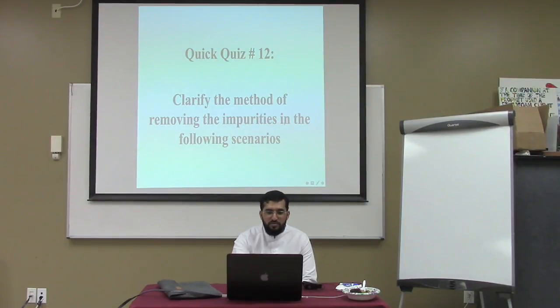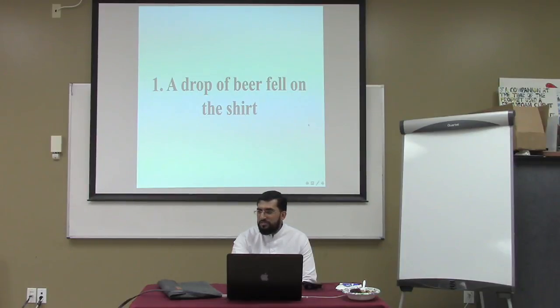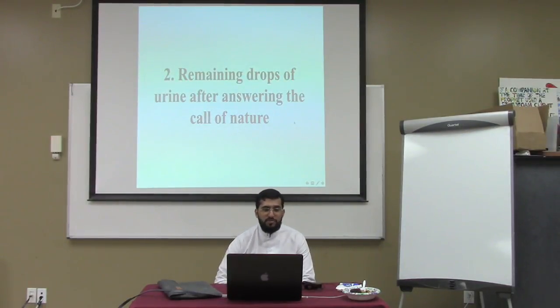Clarify the method of removing impurities in the following scenarios. A drop of beer fell on the shirt. Scrub 7 times, very good, with dirt. Remaining drops of urine after relieving oneself: wash them down. Yes, 7 times with water, or 3 wipings if he's using toilet paper.